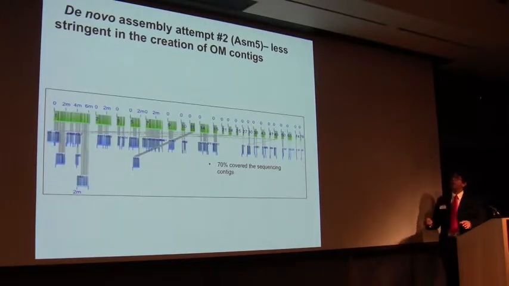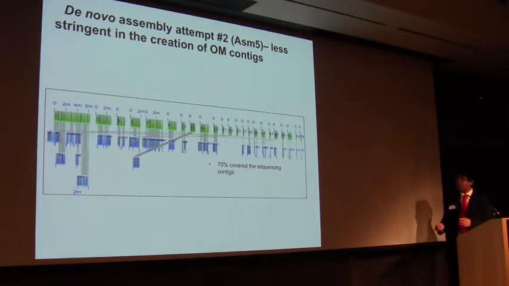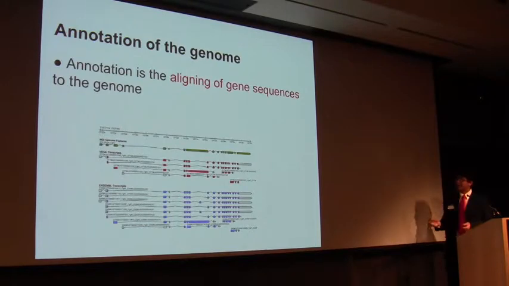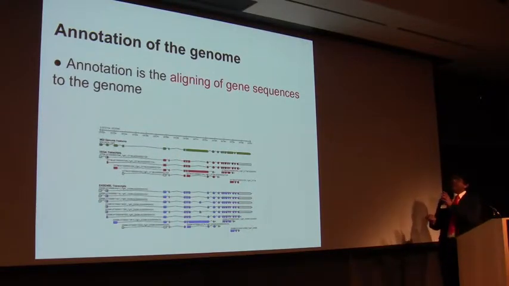So our results: we have de novo assembly attempt ASM5, which has covered 70% of the sequencing contigs. Now, my next step, which is what I mainly did this year, was aligning the genes found through microarray to our assembly. So we want to find the locations of the genes in the genome.